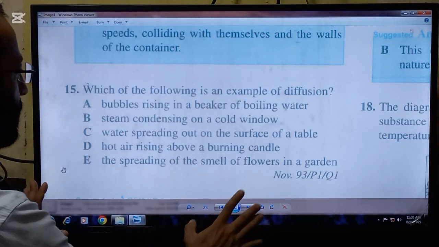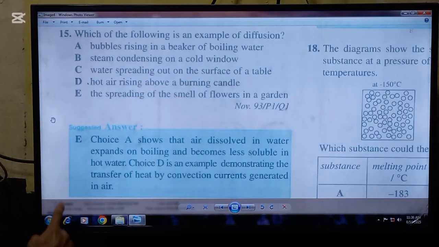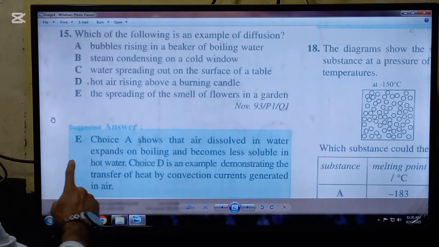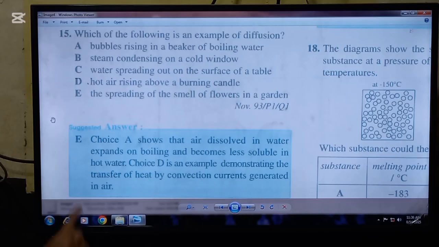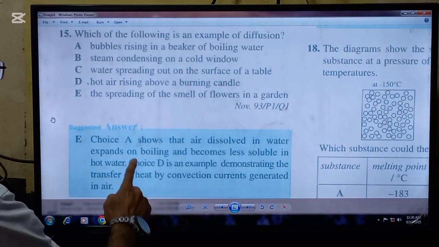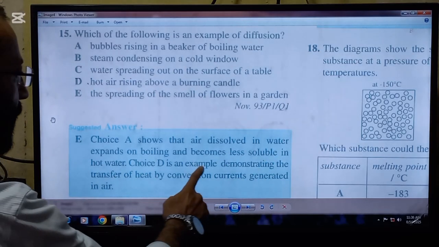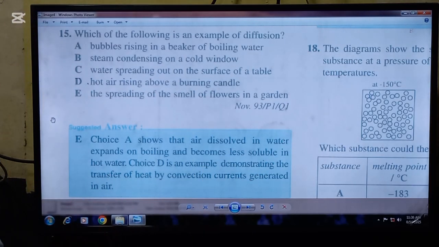So E is the example of diffusion. So E is the answer. Now look, here is the explanation. Choice A, that is bubbles rising in a beaker of boiling water, shows that air dissolved in water expands on boiling and becomes less soluble in hot water.